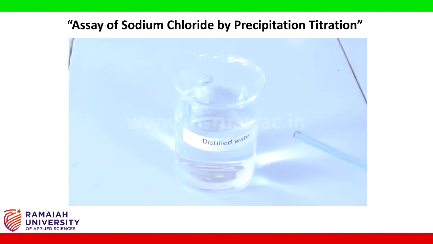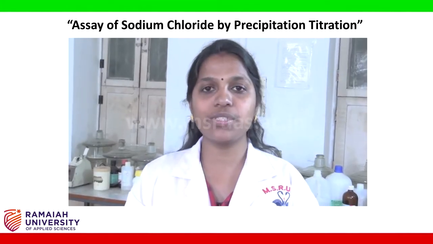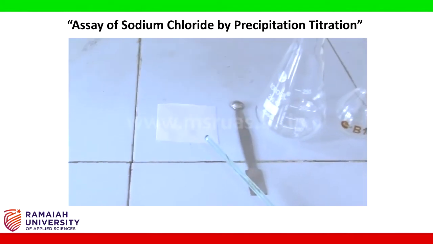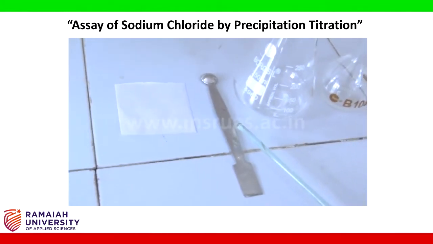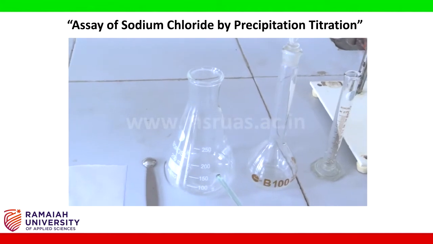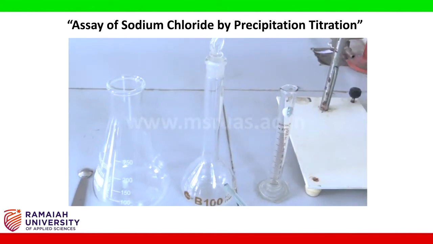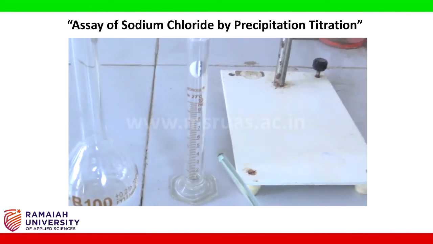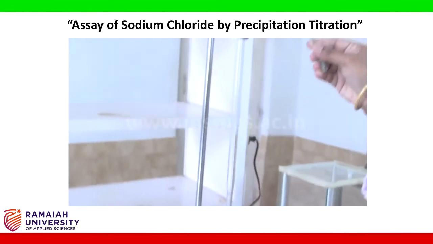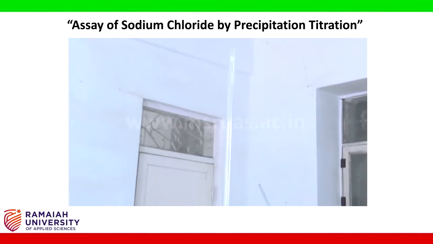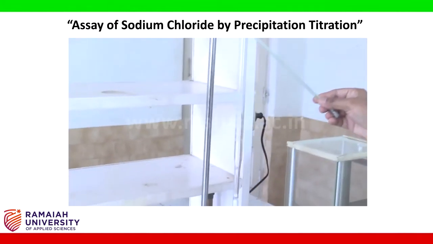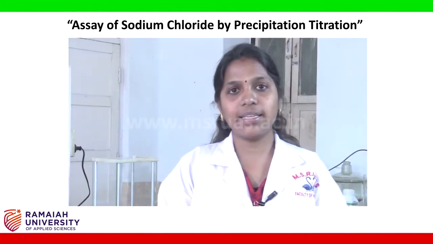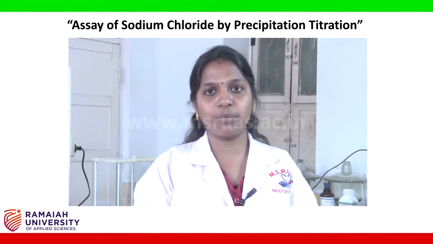Distilled water for dilution. The components used in this experiment are butter paper, spatula, conical flask 250 ml, volumetric flask 100 ml, measuring cylinder 10 ml, burette graduated 50 ml, burette stand, and digital balance. Let us start the experiment of assay of sodium chloride.